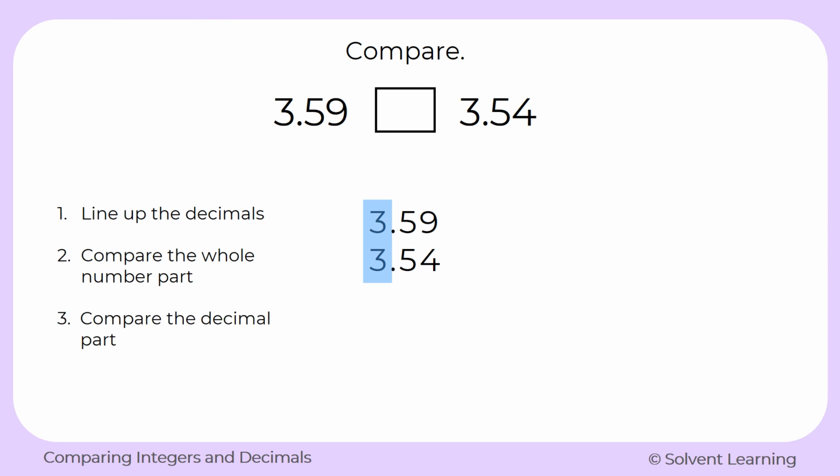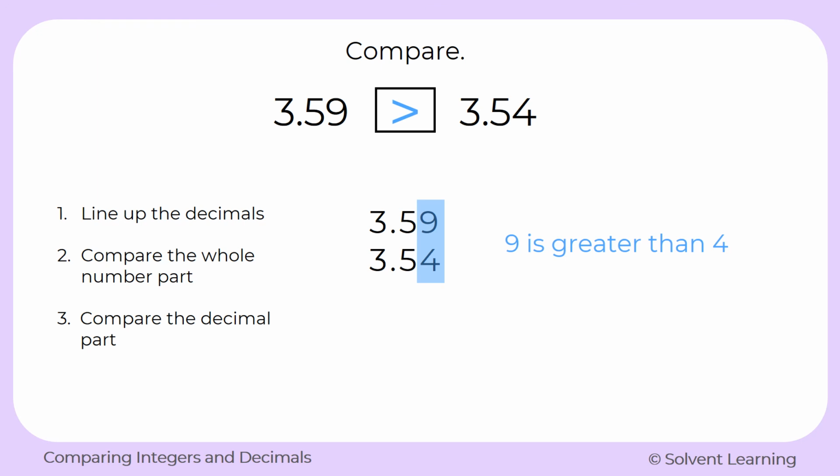Now we just go one place value after the decimal point, which is the tenths place value. Here we have 5s for both of these decimal numbers. Both of the 5s are the same, so that doesn't help us to see which number is greater or less than the other. So let's keep going over. Let's look at the hundredths place value. There we go. We finally have different numbers. The 9 is greater than the 4. So that helps us to see that 3.59 is greater than 3.54.